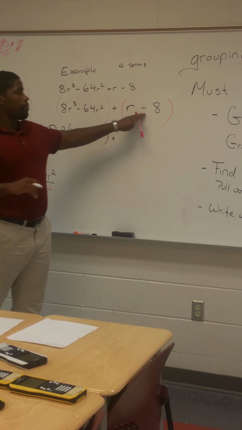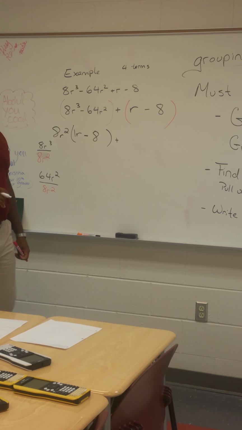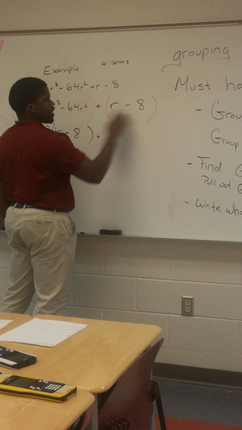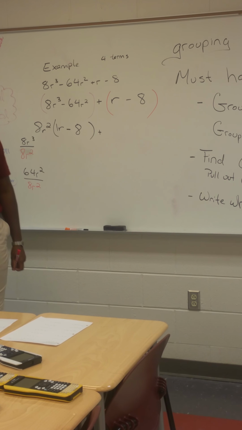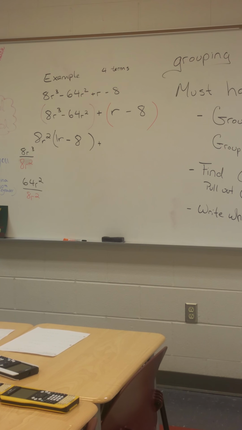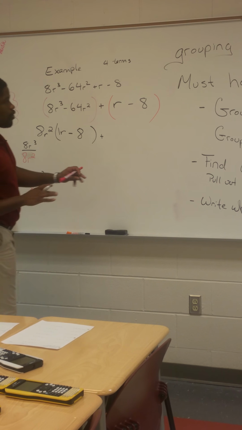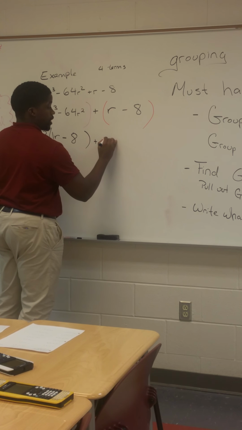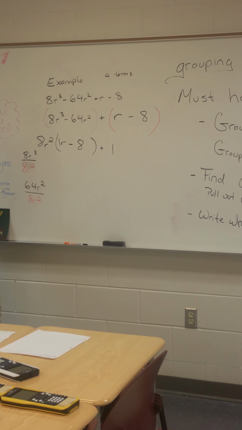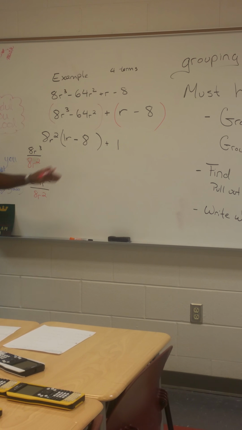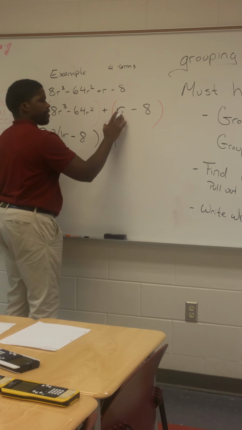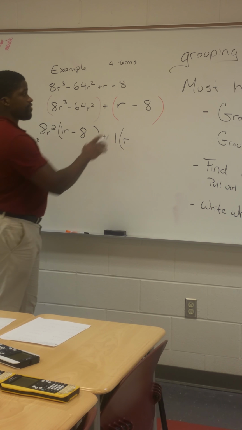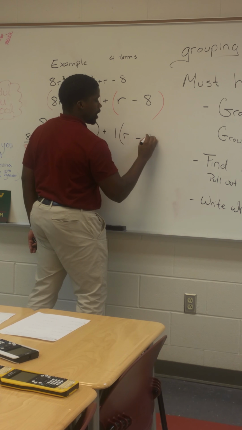Here we have r minus 8. Now this can seem a little confusing because there's no number that can go into 1 and a negative 8 except 1. So when we have no number except 1 using the grouping method, I'll just write down 1. Well, this doesn't change anything on the inside because r being divided by 1 is just r, and negative 8 being divided by 1 is just negative 8.